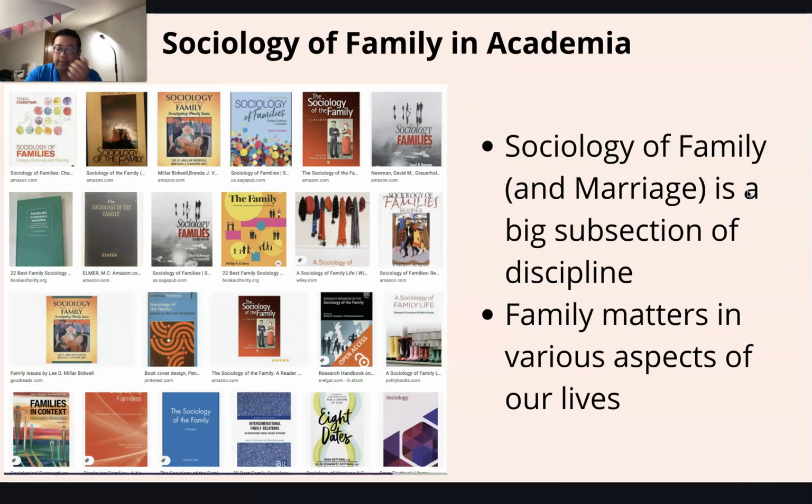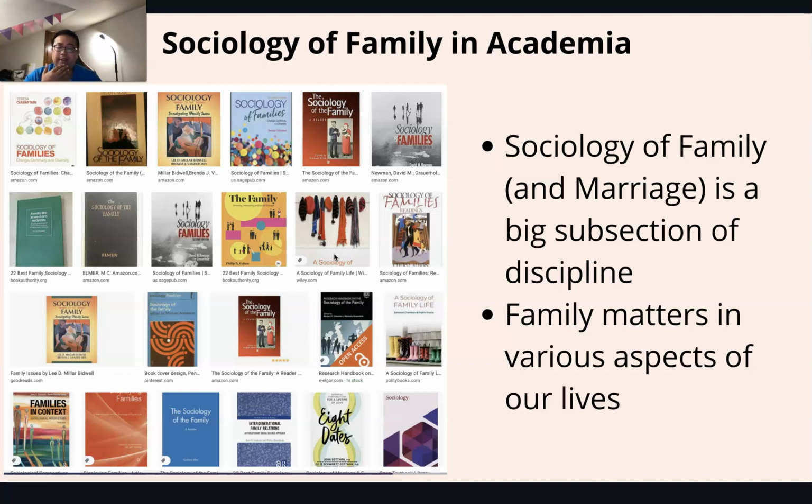In sociology, there are so many sub-disciplines, such as medical sociology, gender, as we learned so far, race, and others. But still, the sociology of family is a very big part of sociology. There are so many types of textbooks on it, and we could cover this topic over the whole semester.